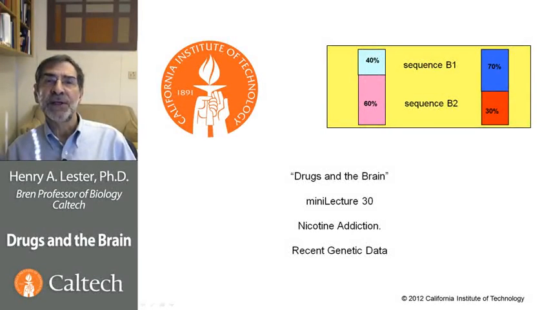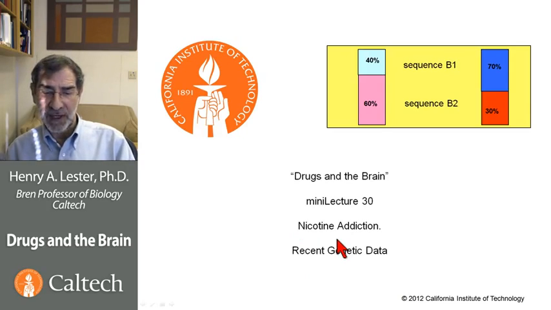Hello. Advances in neuroscience have come from many areas of science and technology and engineering. Two of the most fruitful contribution areas have been drugs and toxins over hundreds and hundreds of years, and more recently, genetics. This lecture combines those two streams to talk about the genetics of nicotine addiction and recent data in that area.